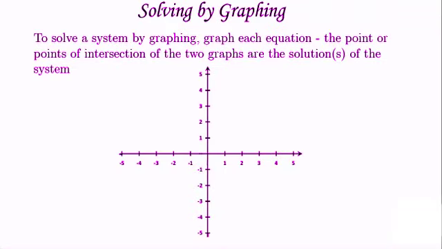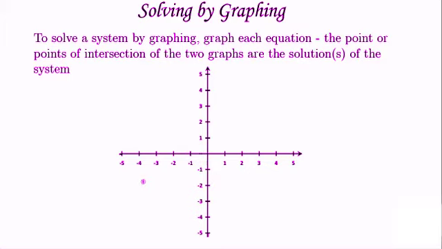To solve a system by graphing, what you'll do is graph each equation. And what you'll find is that the point or points of intersection of the two graphs are the solutions or solution of the system. So there are cases where there are actually more than one solution. There can also be no solutions, but usually there will be one solution.